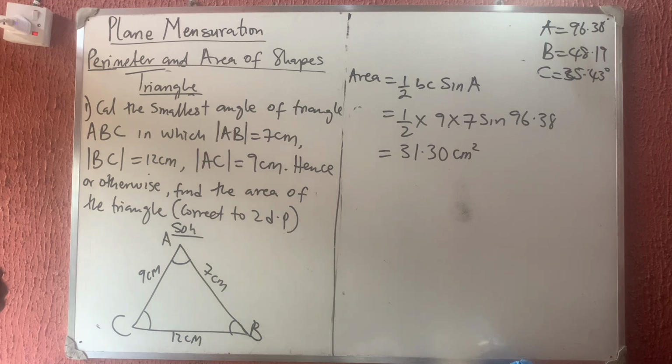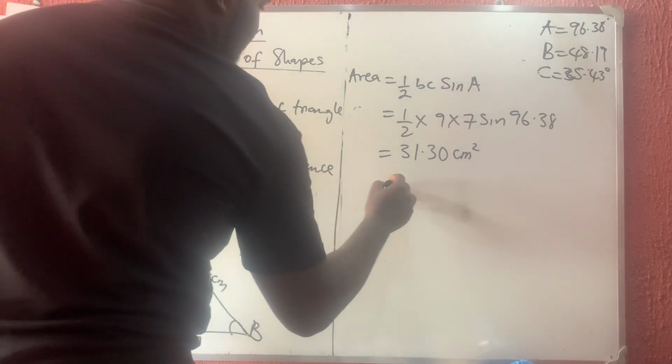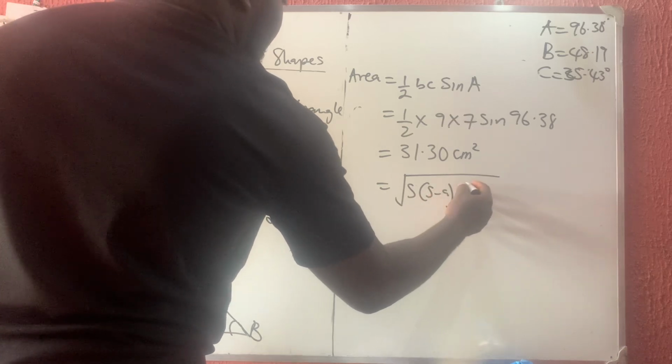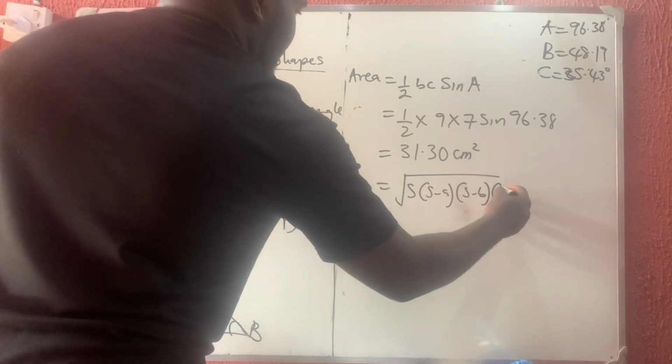If you decide to use the other formula, another person can decide to use the square root of S in bracket S minus A, in bracket S minus B, S minus C.